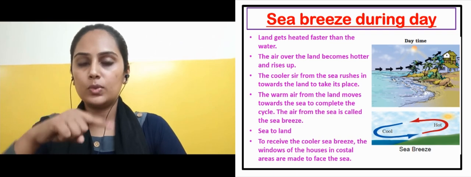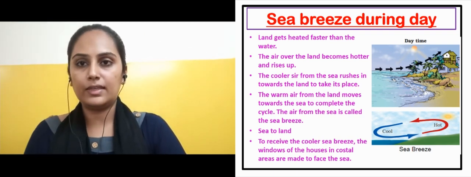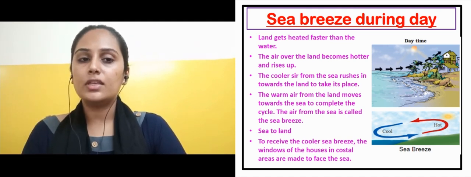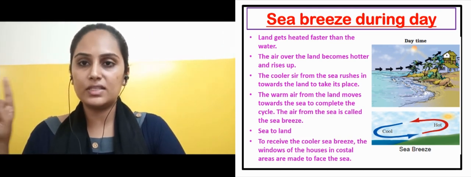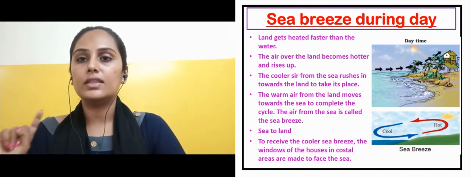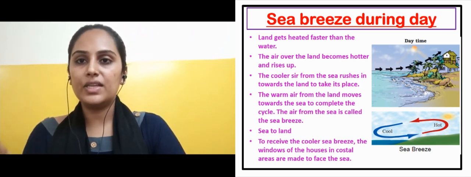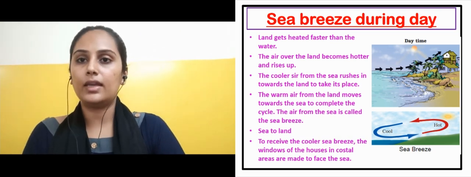Now the warm air which rises up from the land moves towards the sea, so that the cycle is completed. The air from the sea is called the sea breeze. So the cool breeze that we get from the sea is called sea breeze. Sea breeze is the breeze that we get from sea to land during daytime.